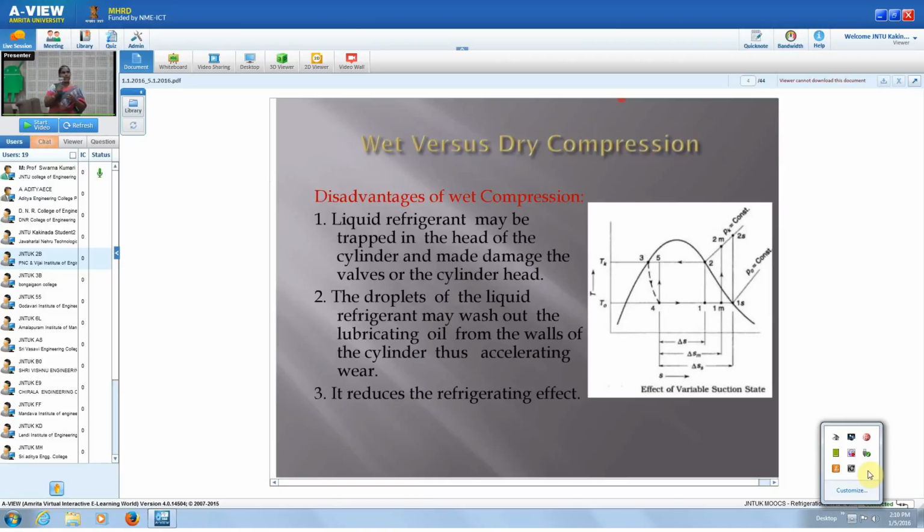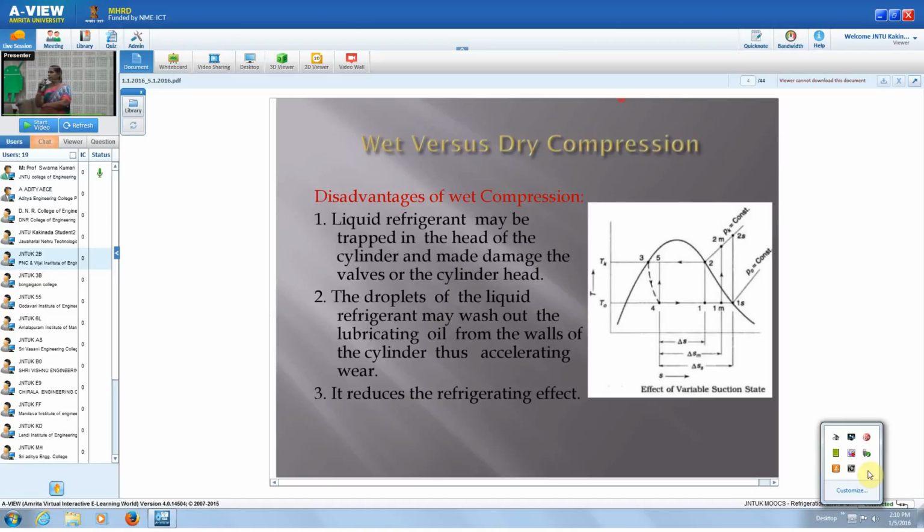the compressor. So with wet compression, there are always some disadvantages. So it is always better to see that at the suction of the compressor, the refrigerant is in a dry and saturated state. So the disadvantages of wet compression are that the liquid refrigerant may be trapped in the head of the cylinder and may damage the walls or the cylinder head.